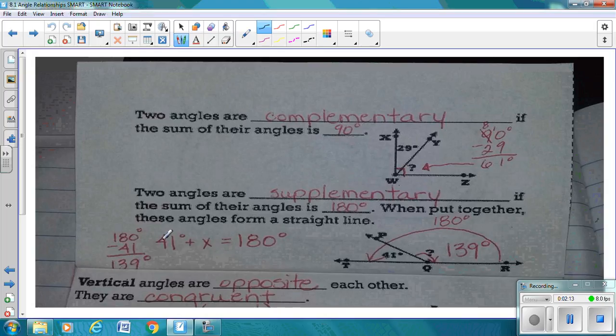If you want to set this up algebraically, you can do 41 plus the x is going to be this unknown angle that we have here, and we know that when we add them together, we're going to get 180 degrees.